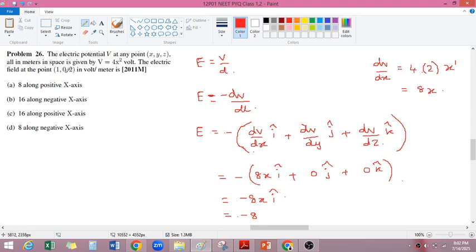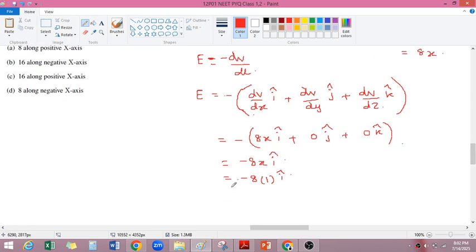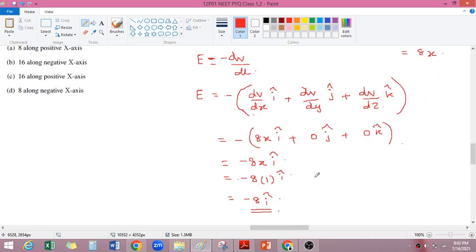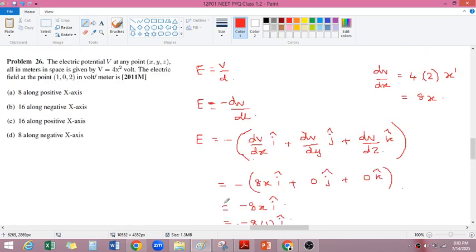X is at a location, the electric field at the point 1 comma 0 comma 2. So that means x is 1. It means it is minus 8. Okay, very often I'll get questions like this. So very important method. Easy one only. So minus 8i. So that means the magnitude is 8, but it is in the negative x direction. So along negative x axis. So this will be the correct answer.